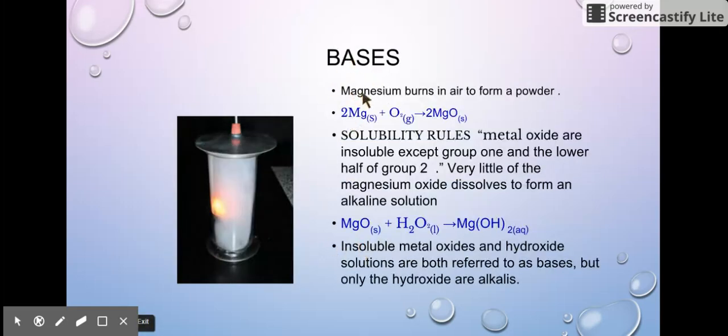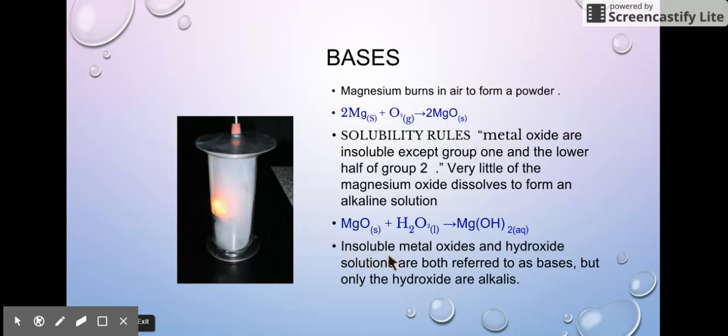Okay, now if you start out with a metal like magnesium and you burn it in oxygen, there's that incredibly bright white light flame. And that powder there is the magnesium oxide, and it falls into the water. But the problem is it's not very soluble. If you look at the solubility rules, it tells us that metal oxides are insoluble except group 1 and the lower half of group 2. Well, magnesium is just outside of that. So very little magnesium oxide actually dissolves to form the alkaline solution. But when it does, it'll form the magnesium hydroxide.